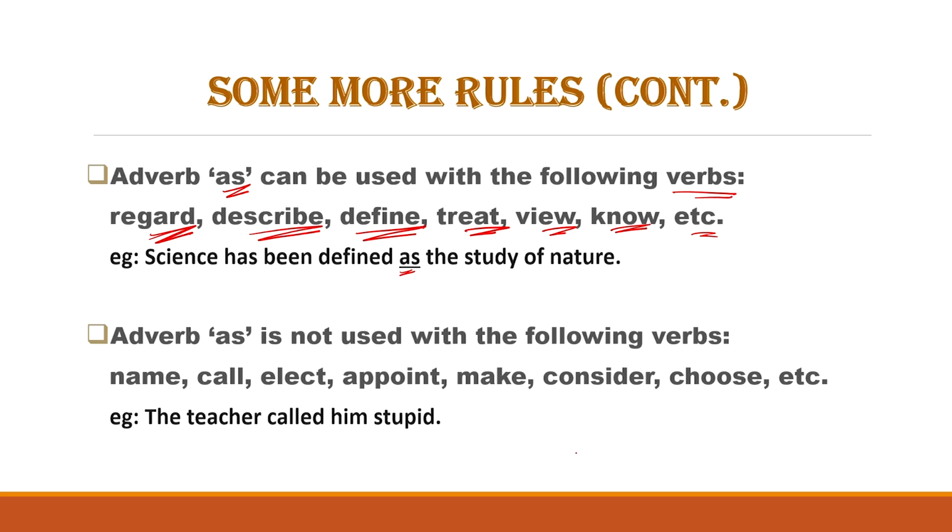Now, next rule, this rule also we covered. Adverb as is not used with the following verbs: name, call, elect, appoint, make, consider, choose, etc. For example, the teacher called him stupid. So, keep this in mind, you will not use as with them. You will not say the teacher called him as stupid, that will be totally wrong. These two are very important, keep them in mind.